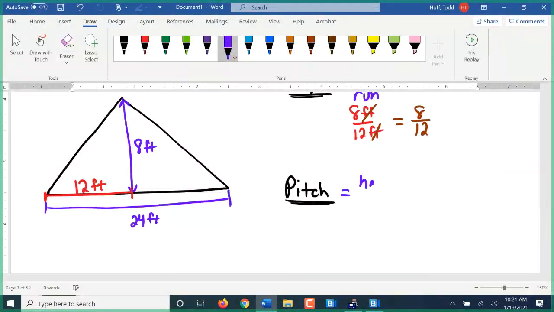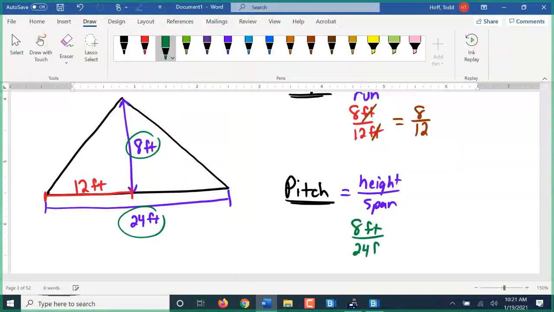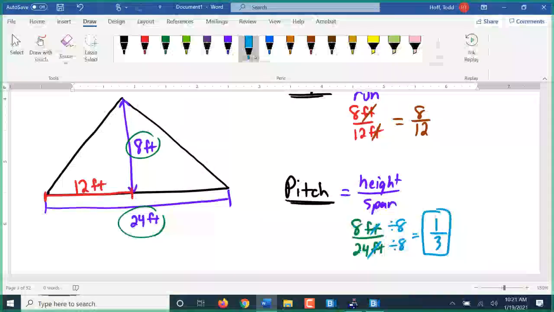Pitch is height for span. So over here, the height is still the 8 feet that we had for the rise. The span is the 24 feet. 8 feet of height, 24 feet of span. Feet cancel out. We will reduce a pitch. Both of those numbers divide by 8. 8 divided by 8 is 1, and 24 divided by 8 is 3. That is called a 1/3 pitch.